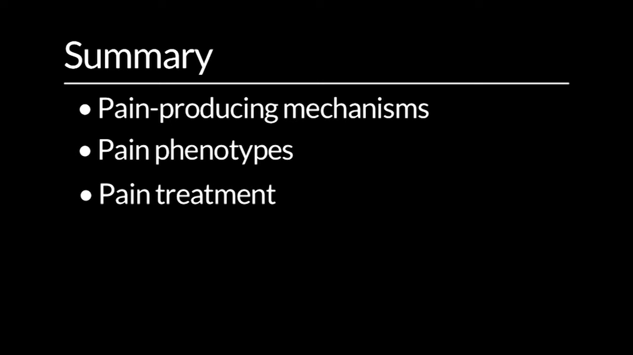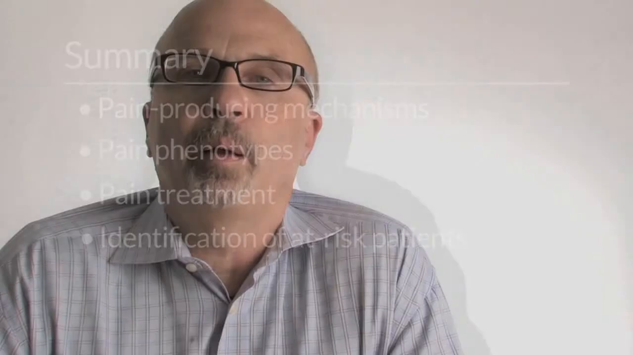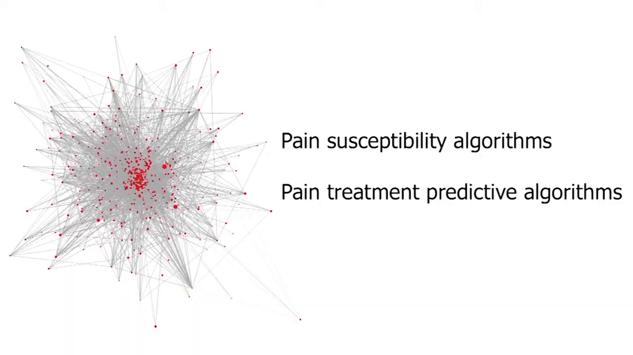We can also, through a combination of understanding pain mechanisms and recognizing the genetic determinants of pain, begin to reach a point where we will, in the near future, be able to identify those patients who are at risk of developing pain. And in recognizing this, we may be able to begin to intervene to reduce the development of chronic pain. So we will hopefully be able to develop pain susceptibility algorithms that are based both on the genotype of our patients as well as particular environmental factors.